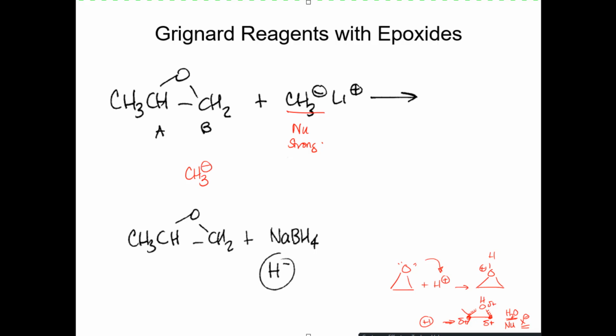So the first thing was that the stereochemistry that we did before was the water or the X minus always added from underneath, right? So it always added so that that group and the OH group were trans. Same thing's going to be true here. The CH3 minus, in this case the Grignard, is going to react from underneath, so that we'll end up with the added CH3 group and the OH group being trans. But the question is, which carbon, A or carbon B, is the CH3 going to add to?